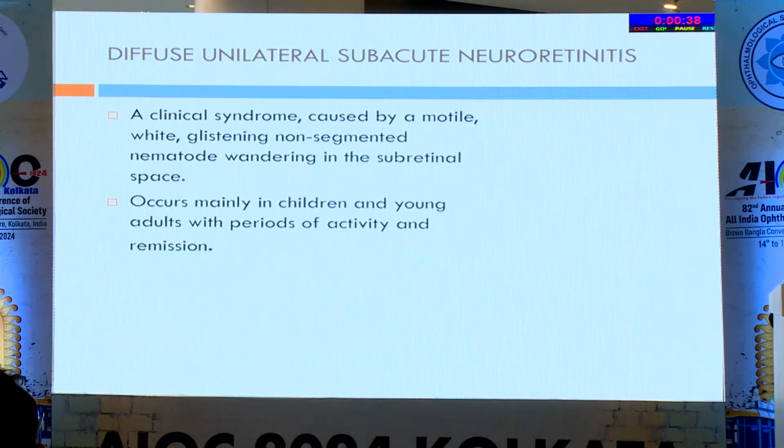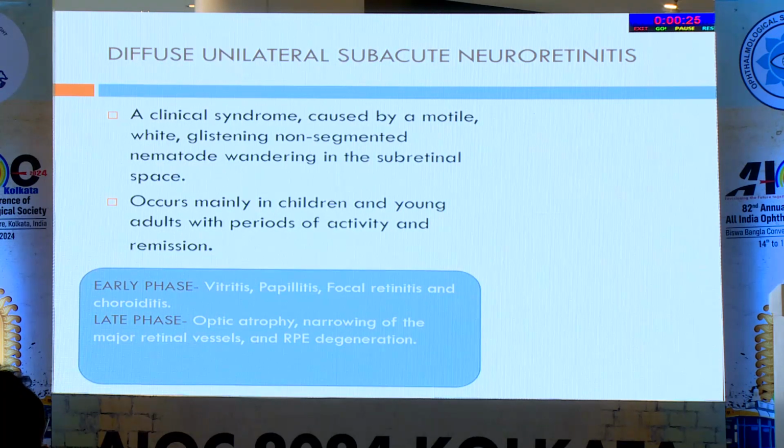So there is a condition called diffuse unilateral subacute neuroretinitis, which is a clinical syndrome caused by a motile, white, glistening, non-segmented nematode wandering in the subretinal space, and it occurs mostly in children and young adults with periods of activity and remission. There is an early phase with vitritis, and in the late phase it is followed by optic atrophy and narrowing of major retinal vessels.